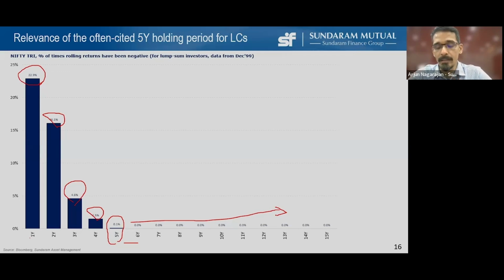Again, we're looking at historical data and trying to make inferences as to how this is likely to be in the future. So the 5-year number comes from this. This is the large cap space as an example. We have taken the Nifty TRI, the total return index, which includes dividends as well. If you stay invested for a minimum time period of just above 5 years, you have never really seen your capital being lost. That is the most important takeaway from an investor's point of view.